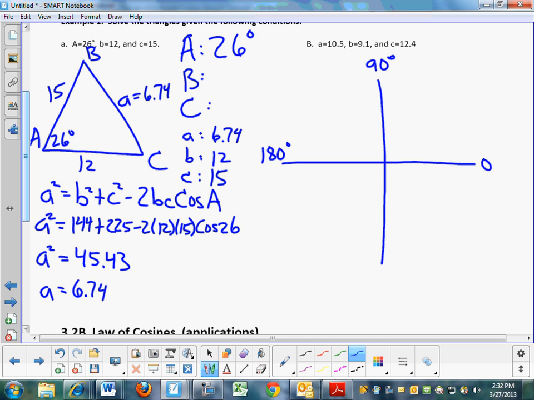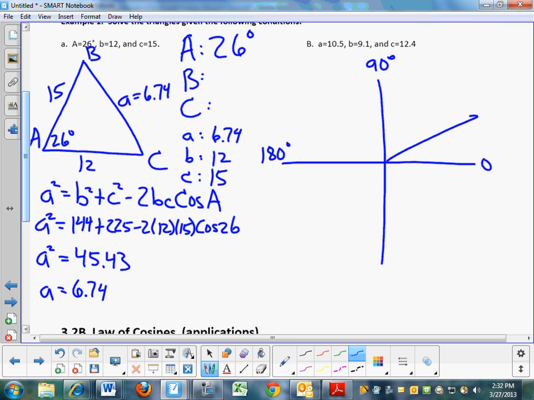True or false? You don't have to draw this. If you want to, you can. All the angles in a triangle must be less than 180 degrees. True. True or false? At most, a triangle can have one angle of 90 degrees or bigger. True. There can only be one obtuse angle in a triangle. That's it. Okay? So let's think about this really quick.